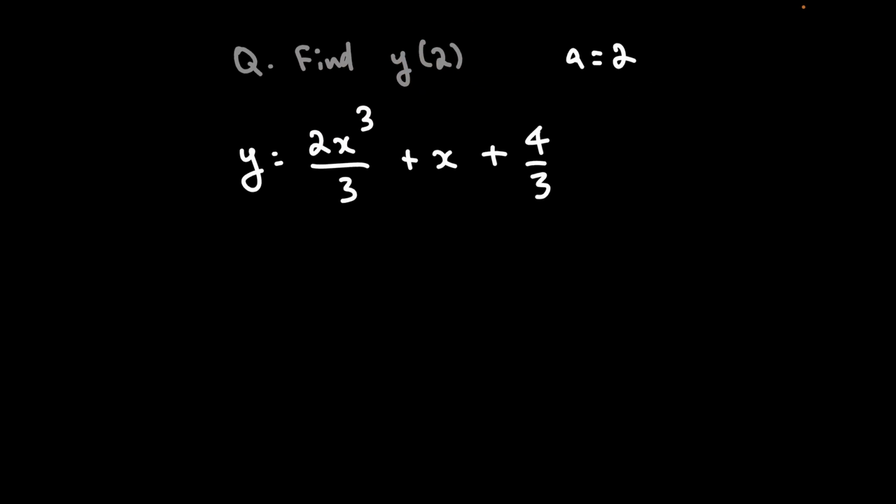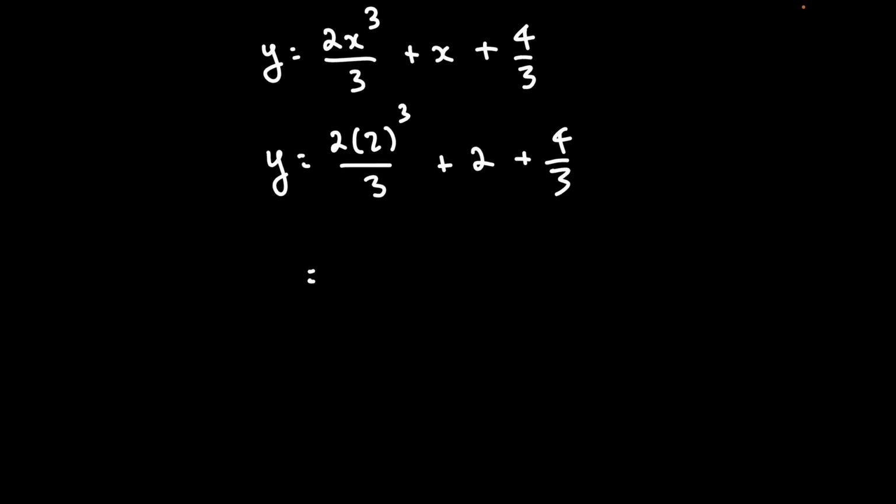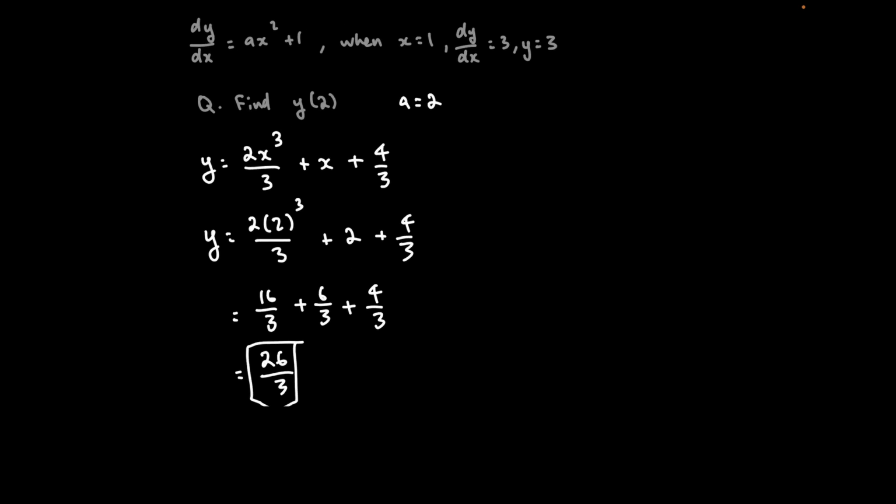So to work out y of 2, let's substitute x equals 2. So 2 times 2 cubed divided by 3 plus 2 plus 4 over 3. 2 times 2 cubed is 16 divided by 3 plus 2 plus 4 over 3. And another way of writing 2 as a fraction where the denominator is 3, I should say, is plus 6 over 3. Okay, so 6 plus 4 is 10, plus 16 is 26. So your final answer is 26 over 3. That is the answer to this question over here.